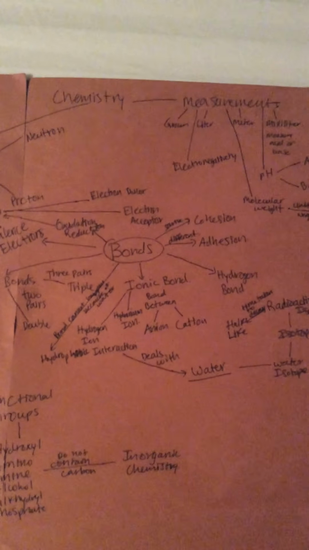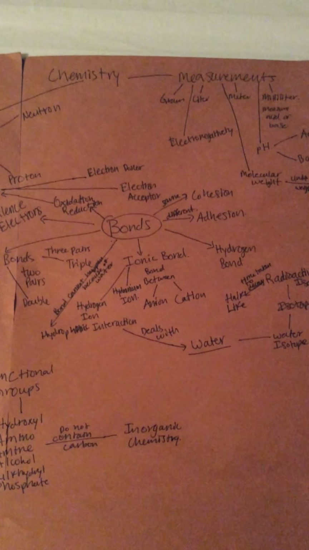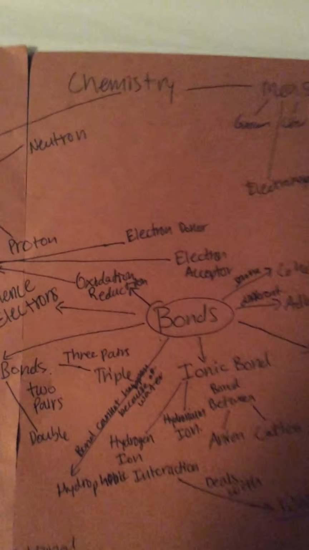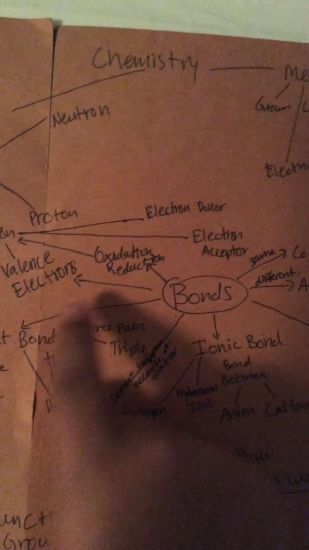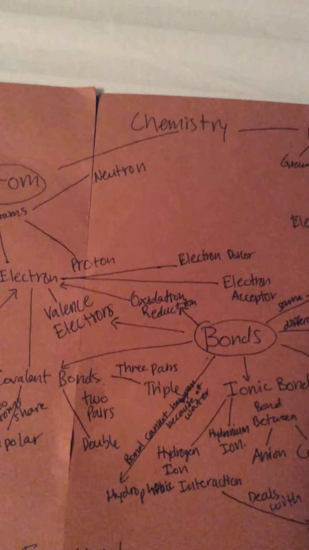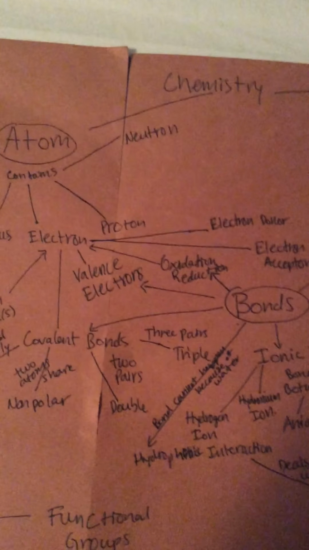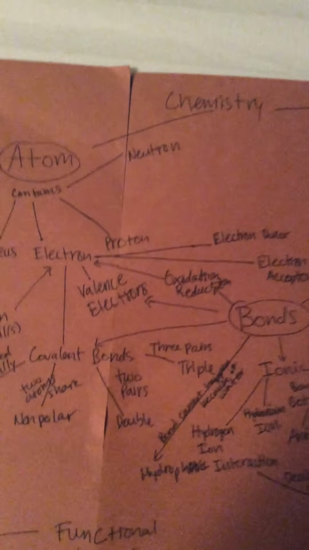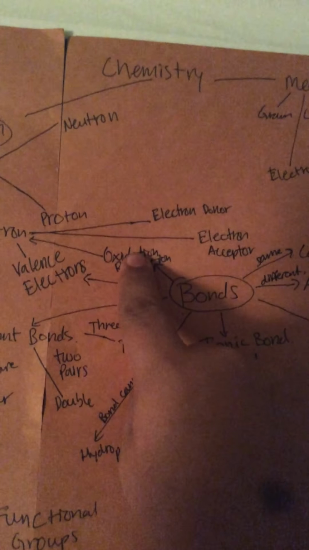Now, I will let you guys look at this right here that I have of bonds. We also have right here oxidation reduction, and let me just see my notes that I have written down. Oh, and the oxidation reduction is a partial or complete transfer of electrons, and that is with my bonds.